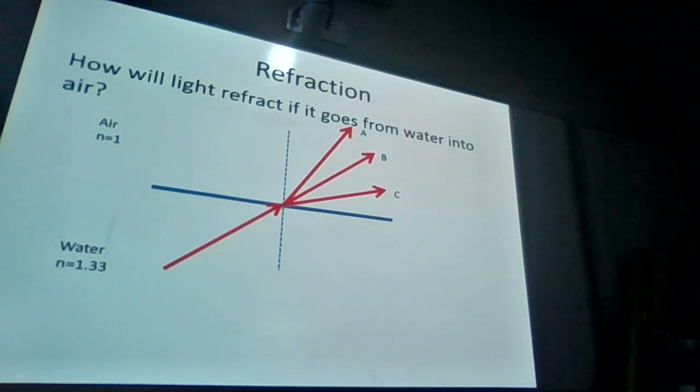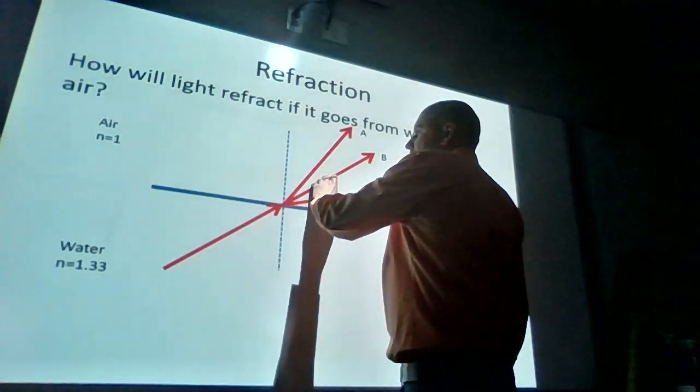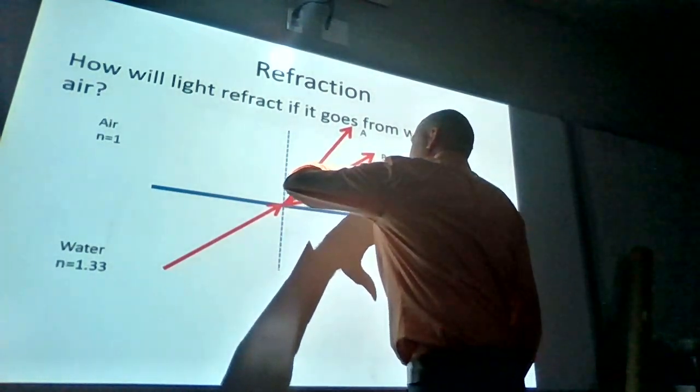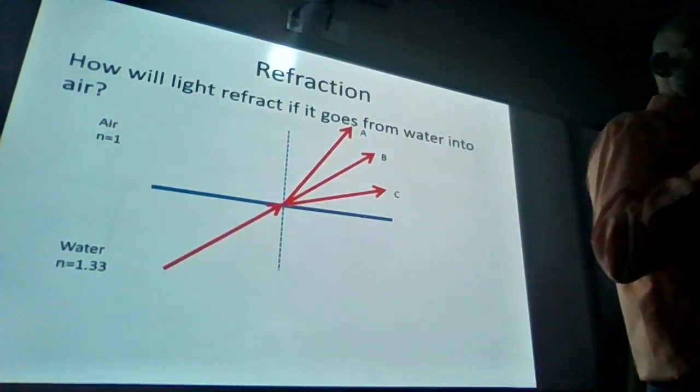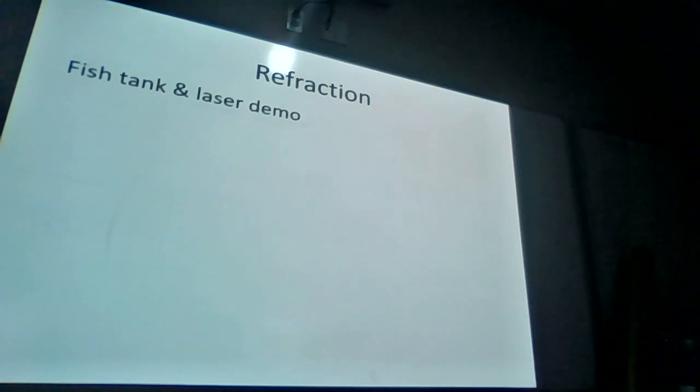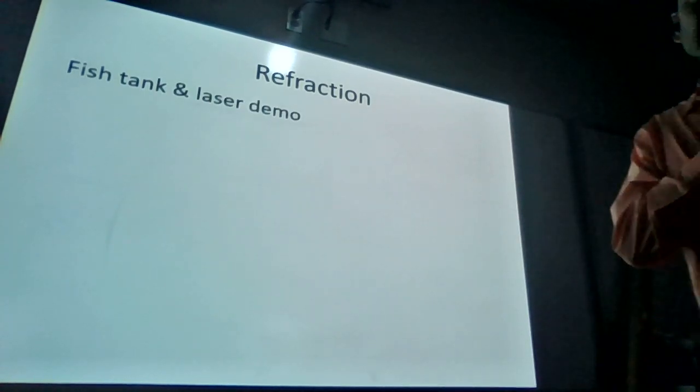C. Here we go with that. Bending away from the normal line, going from a high index of refraction to a low index of refraction. It bends away from the normal line. Okay. Going from slow to fast, away from the normal line. All right.